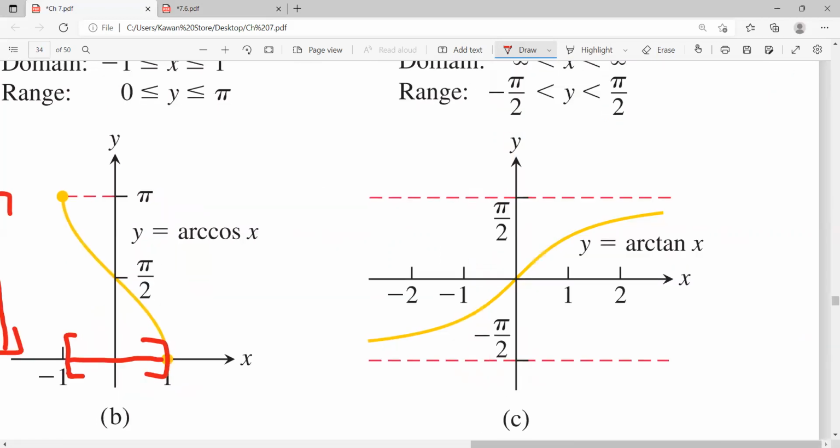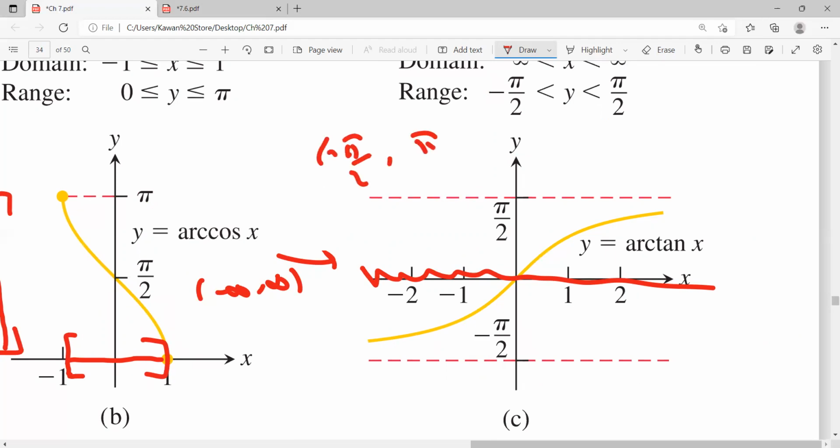Domain is R, -infinity to infinity. You can see from here, -infinity to infinity. So that's why we have -infinity to infinity here. How about the range? But open intervals. We have pi/2 and -pi/2. Understood? It's not closed because we have an asymptote. Open at the value of the asymptote.